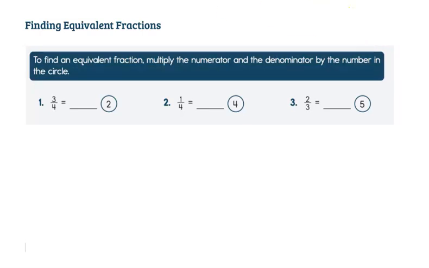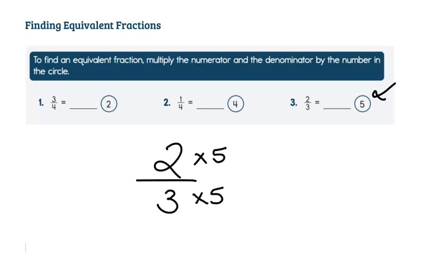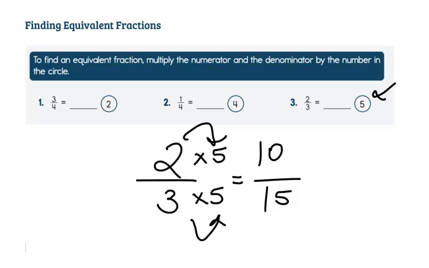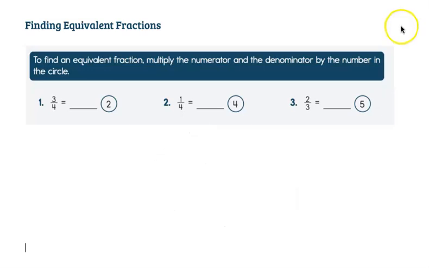And 2 over 3. We need to multiply the numerator as well as the denominator by 5 in order to find an equivalent fraction. And that equivalent fraction would be 10 over 15. Why? Because 2 times 5 is 10 and 3 times 5 is 15. So 2 over 3 is equivalent or equal to 10 over 15.